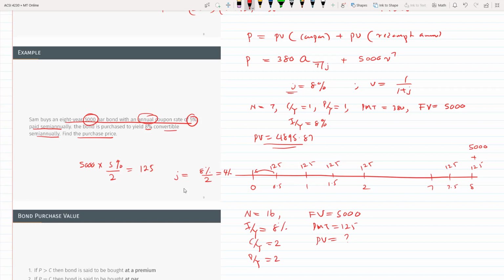Again, you use the coupon rate to calculate the coupon amount. After that, you don't need this rate, so you can leave it. But you have to keep the 8% in your calculation.